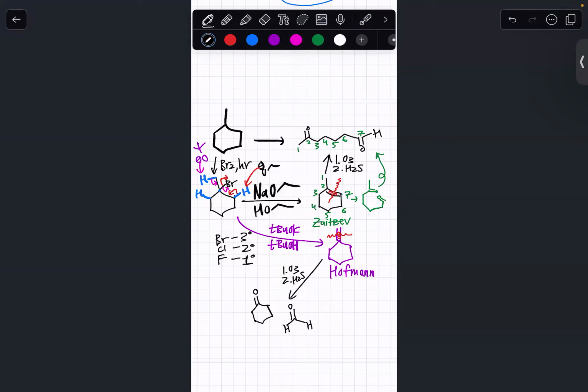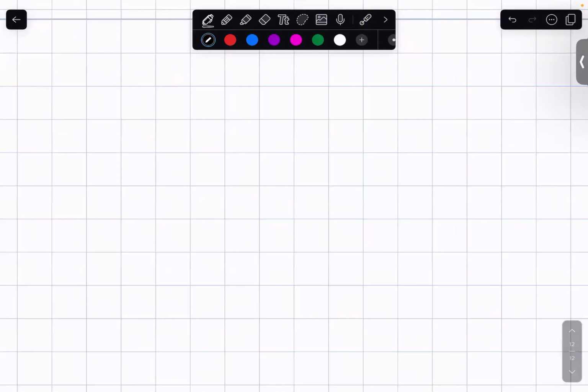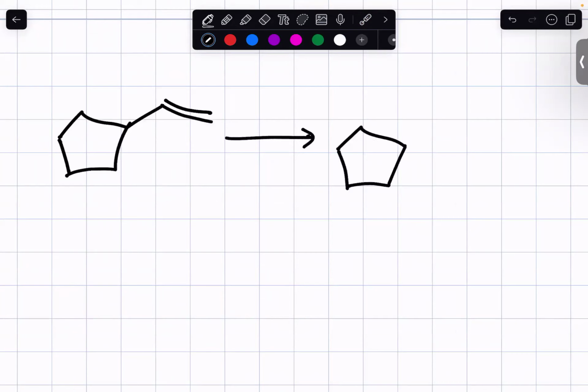Okay, let's do one more synthesis problem. Here, let's say we have that, and let's say we got this with H.